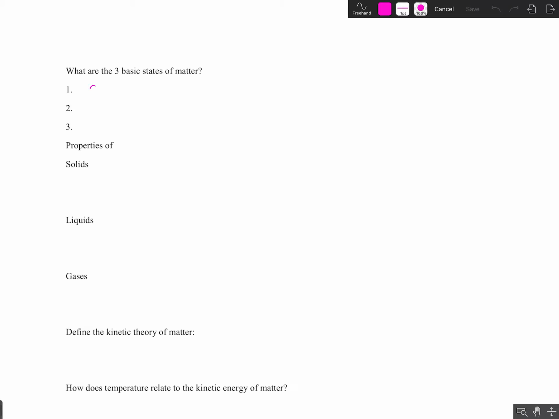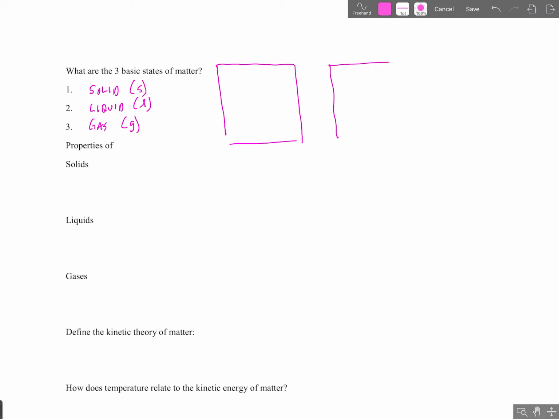The three basic states of matter are the solid state, abbreviated with the lowercase s, the liquid state, abbreviated with the lowercase l, and the gaseous state, abbreviated with the lowercase g. Now what I want to do is actually draw representations of these states of matter as if we could see them with the world's strongest microscope that doesn't exist. So let's try to draw these images. I'm going to draw three squares here, and underneath the first one we're going to put an S, and then the second an L, and the third a G.